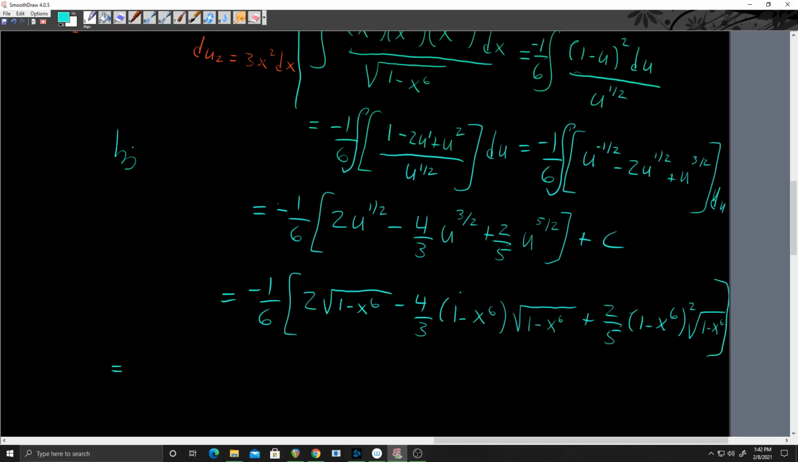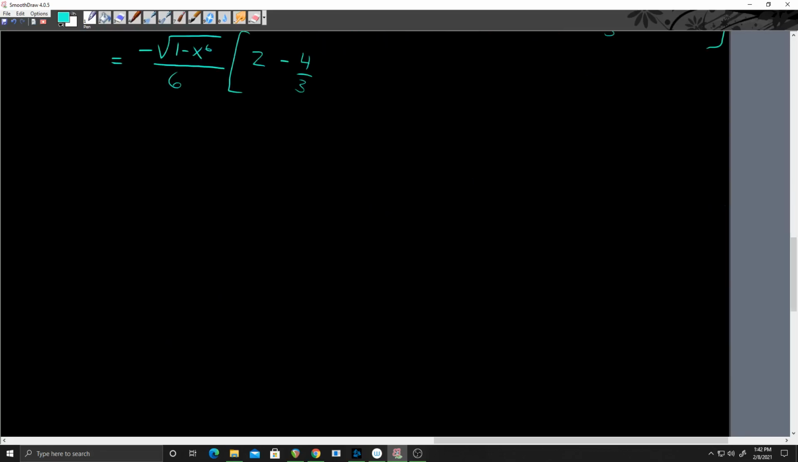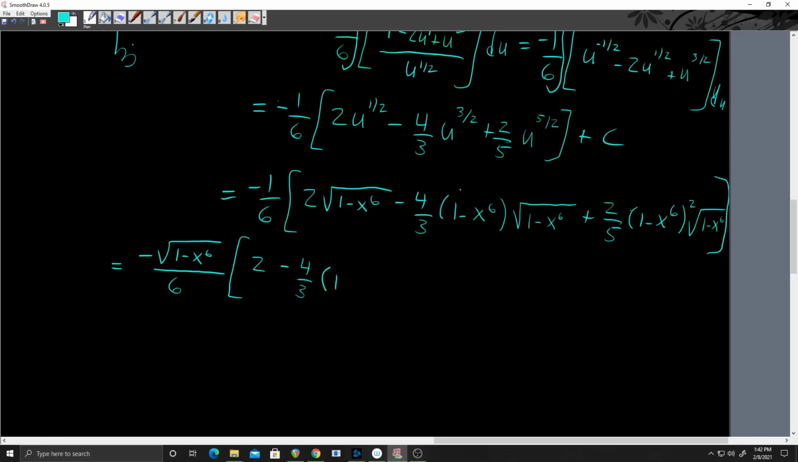All right. Good. And so now the only thing that we can really do is we can simplify a little bit. There's a square root in every term, so we can write it like negative square root 1 minus x to the 6 over 6. I'm factoring that from everything, leaving 2 minus 4/3 times 1 minus x to the 6 plus 2 over 5 times 1 minus x to the 6 squared.